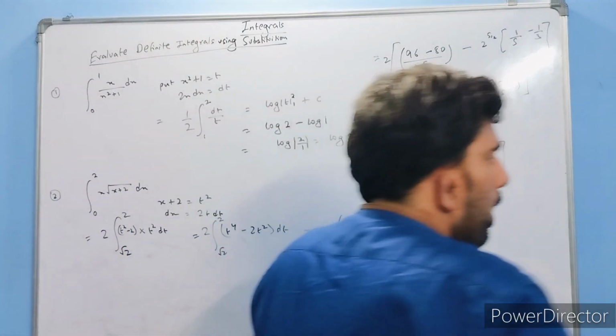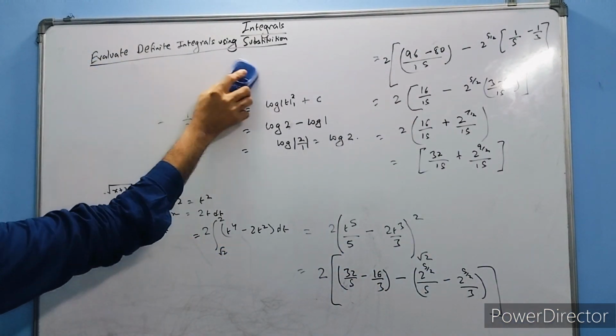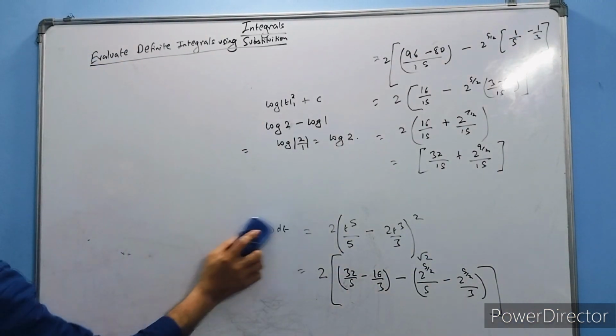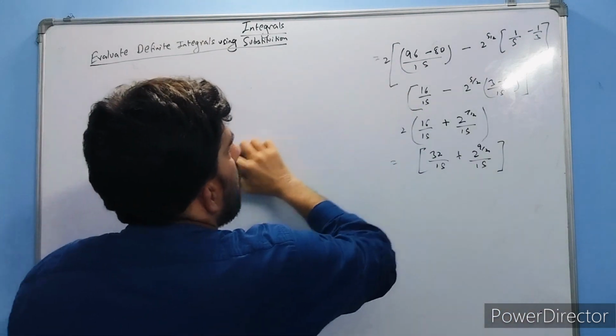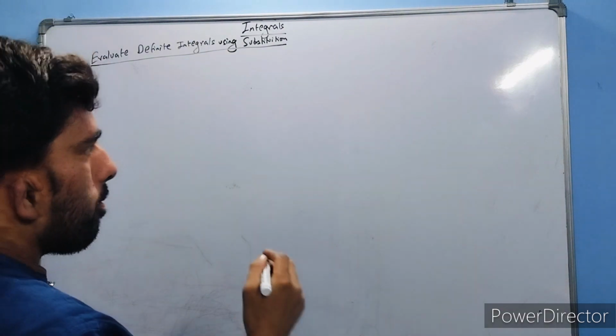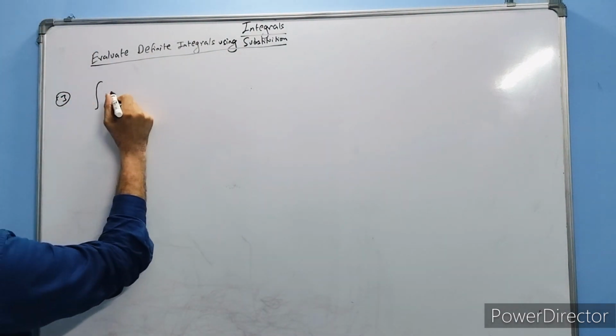Okay, now let us move to the third numerical. We have solved 2 numericals. Now we'll try to solve the next numerical. Let us see how we can solve the question.